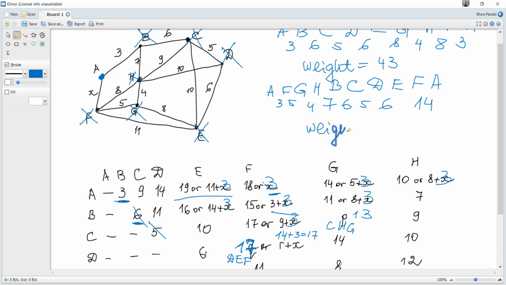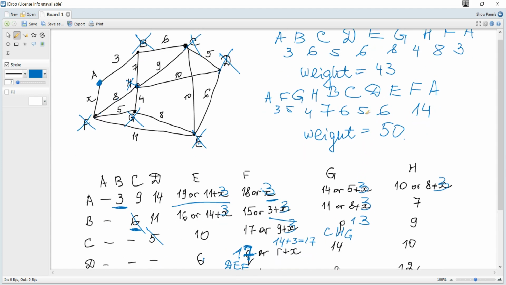So the weight becomes what? 8, 12, plus 7, it's 19, 25, 30, 36, 50, so 50. It's 50, and as the best upper bound we should choose the lower value, so the upper bound is 43.